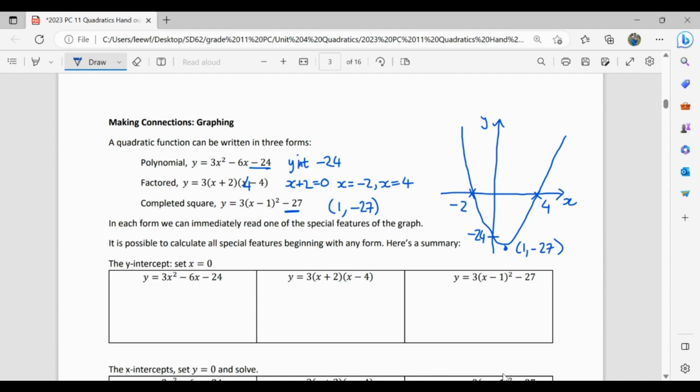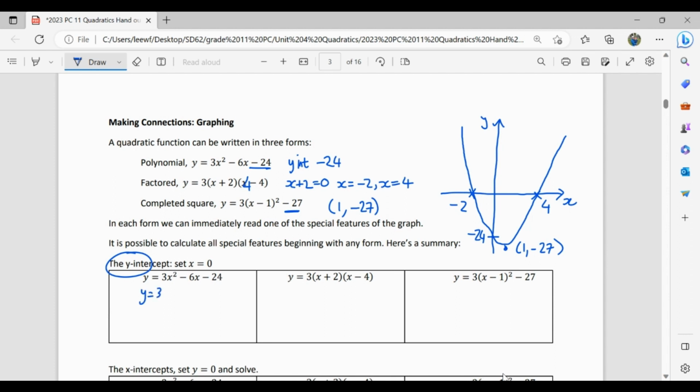However, it's also true that regardless of which form you have, you can calculate all of these three features from any of the forms. And that's what we do here on this page, we make connections between the three forms and the three special features. So first, let's look at the y-intercept. We calculate the y-intercept by setting x equal to 0. We can do that regardless of the format that we're given.